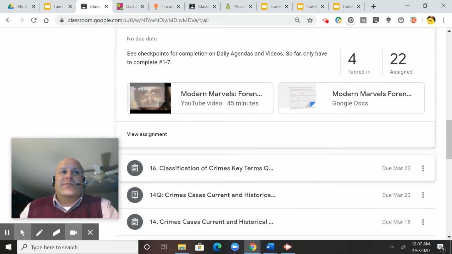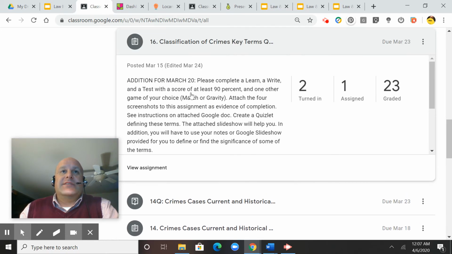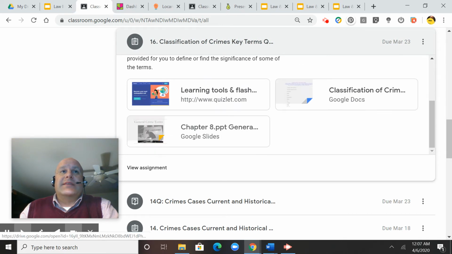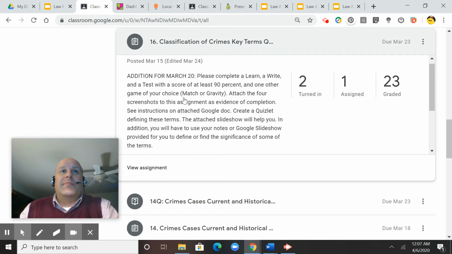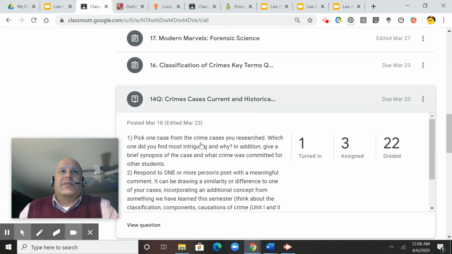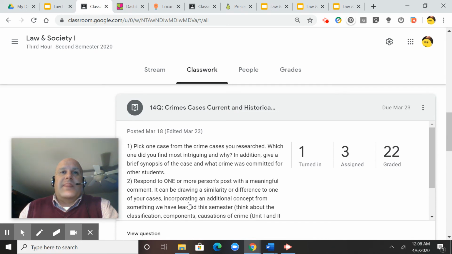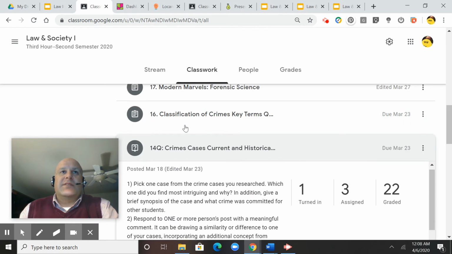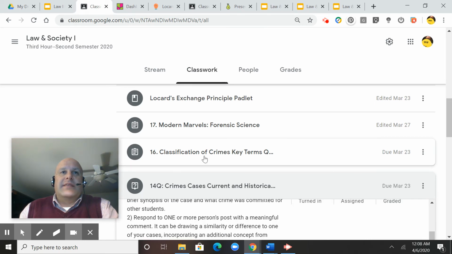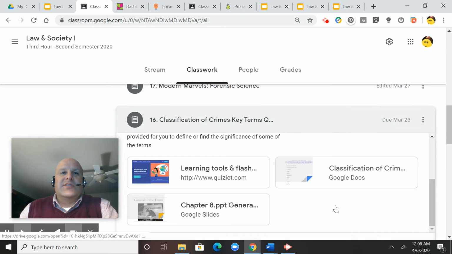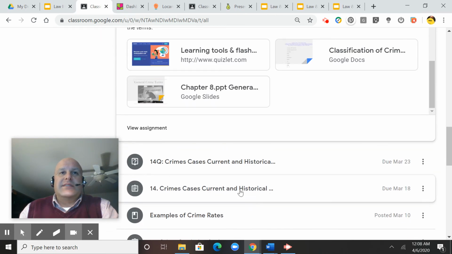Classification of crimes, key terms. Some of you still needed to finish some of your testing from before the test, the quiz, and the other activities that you needed to do, which the attached slideshow will show you. A 90% on a test. Attach the 4 screenshots: a learn, a write, and a test with a score of 90%, and one other game of match or gravity. Most of you did that. A couple of you needed to do the crime cases and respond to more people. This was a small test grade. So on the classification of crimes, in terms of finishing the quiz, if you need to do that, please do so.